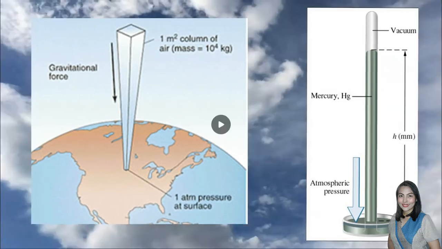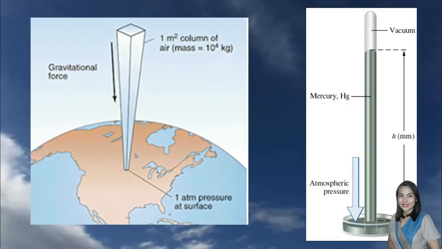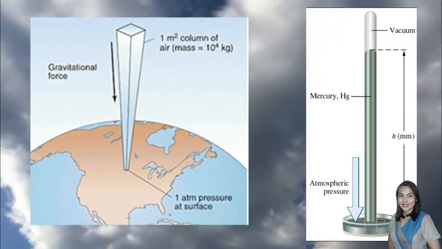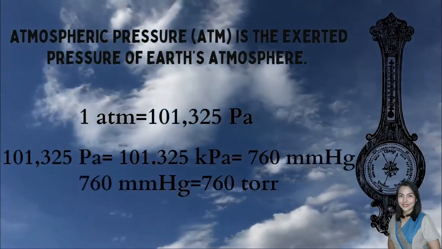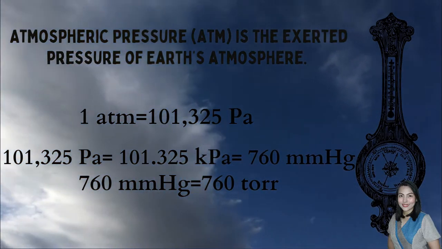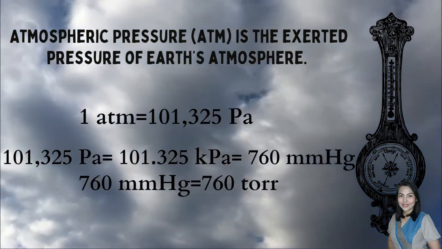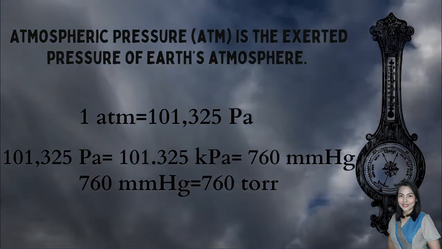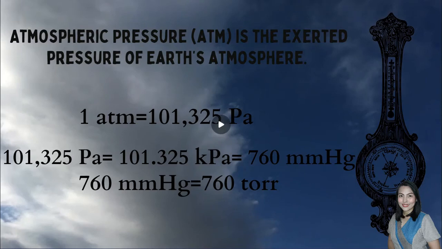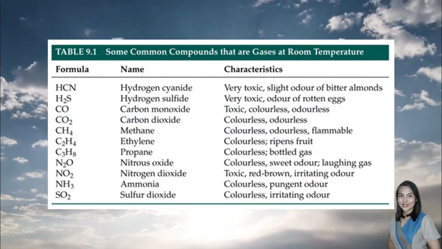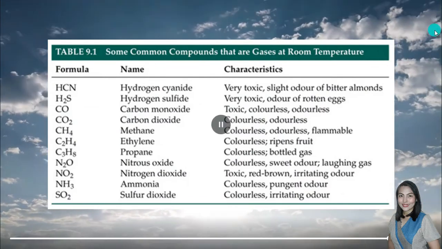There are different units used to measure pressure. Based on 1 atmospheric pressure, here are the corresponding values for each unit of pressure. 101,325 Pascal is equal to 101.325 kilopascal, which is equal to 760 millimeter mercury or 760 torr. Here are some common compounds that are gases at room temperature.